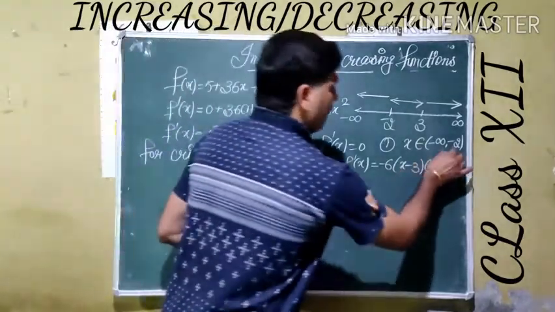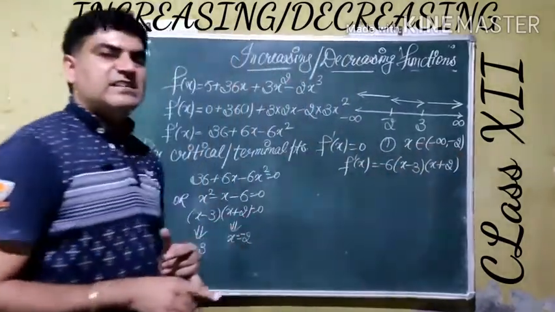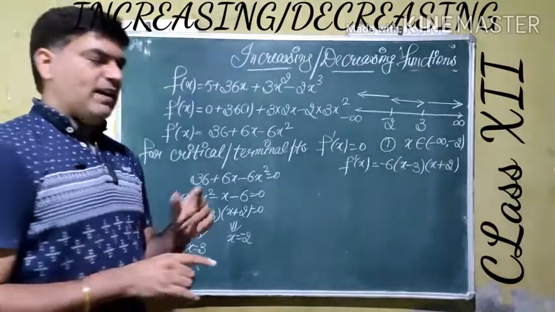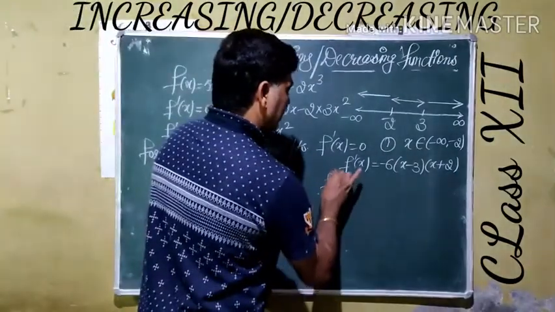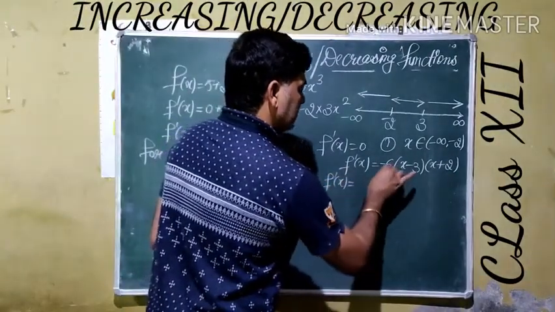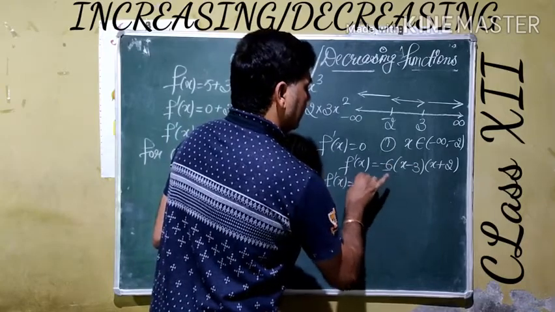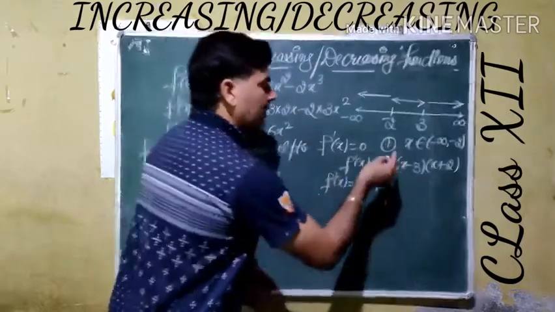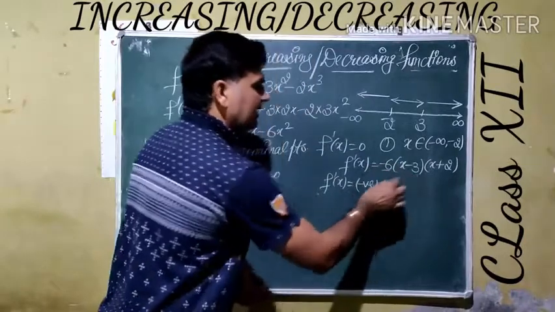If you see the values here, they should be less than minus 2. We are taking an example of minus 3 here. What is the effect on the sign? Minus 6 is already negative. If we put a value less than minus 2, for example minus 3, then x minus 3 becomes minus 6.